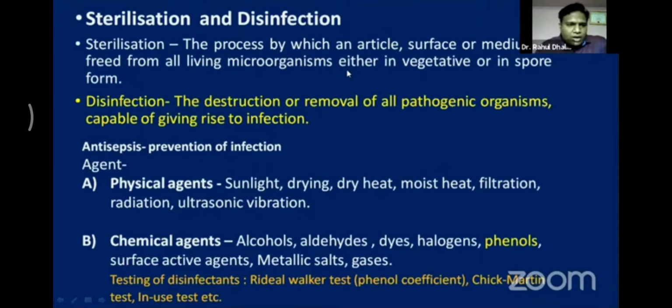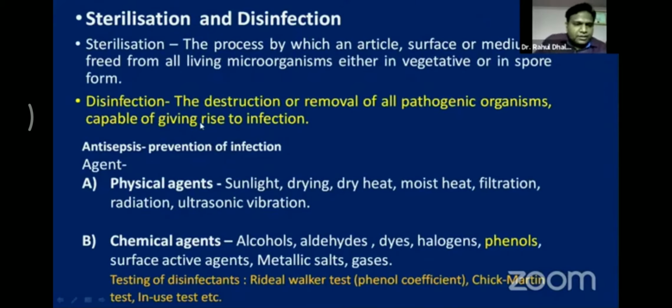But there is one entity called disinfection. It is the destruction or removal of pathogenic organisms from non-living things which are capable of giving rise to infection. When a chemical agent is used for disinfection, it is known as a disinfectant, used to clean non-living things like wards and hospitals. But there is one term called antisepsis. What is antisepsis? Prevention of infection. Whenever there is an injury, we apply a chemical called an antiseptic solution, which prevents infection on living things.